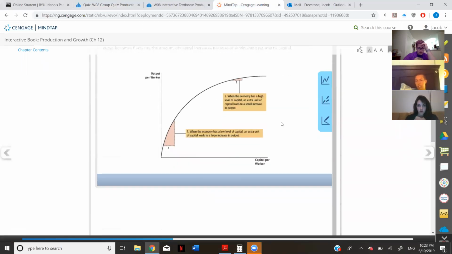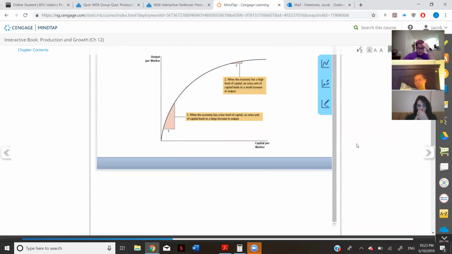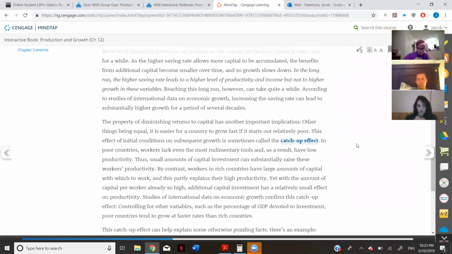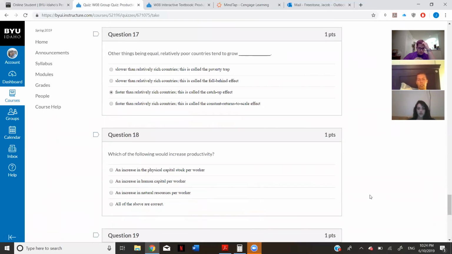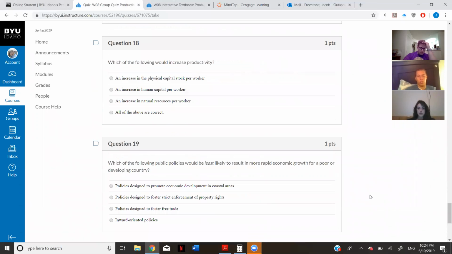Because in the text, if you look at, let's see, where is it? The part where it says the catch-up effect. Oh, right. Yeah, I was on something else. Sorry. I was looking at the other one that says other things being equal, and that one I got B. Okay. Question 18, almost done, guys. Which of the following would increase productivity? I think I put D. Yeah. Yeah, I said D.